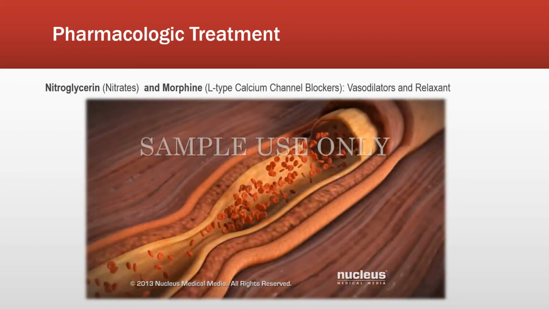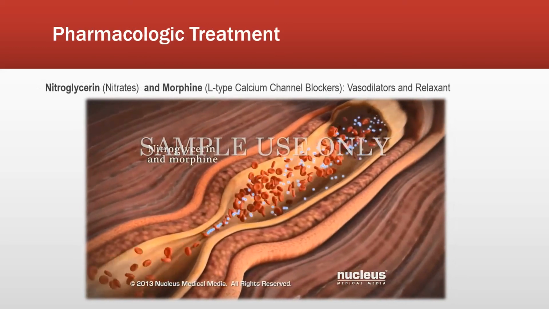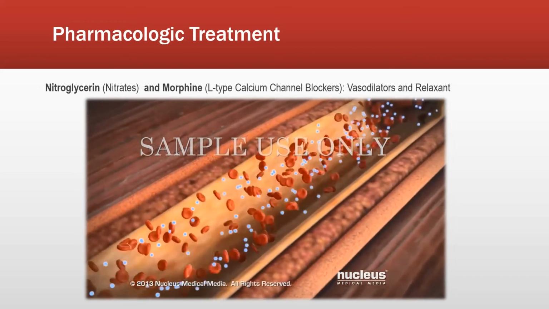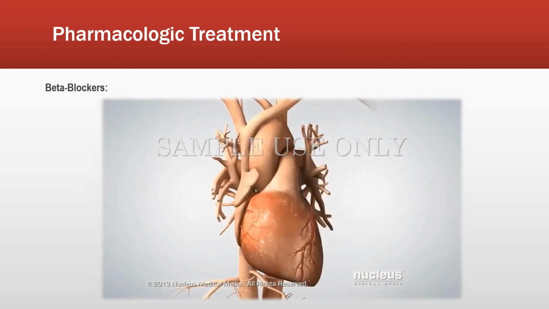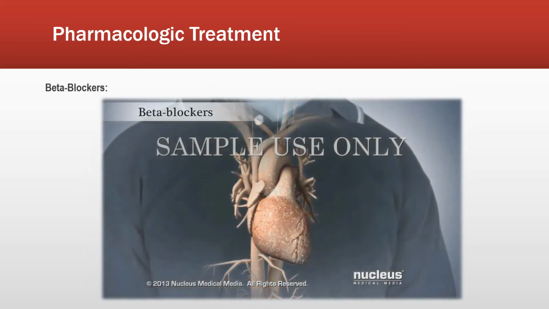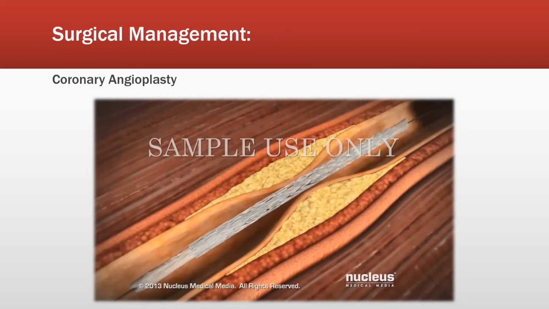Nitrates such as nitroglycerin and calcium channel blockers such as morphine, to relax coronary arteries and relieve pain of the angina due to muscle spasm. And beta blockers to slow down the heart rate and thereby reduce oxygen requirement. Doctors may also immediately recommend surgical procedures such as coronary angioplasty and coronary artery bypass graft, or CABG.